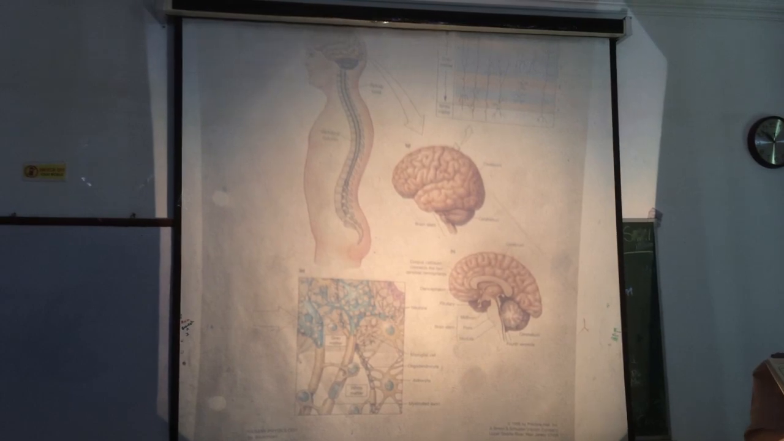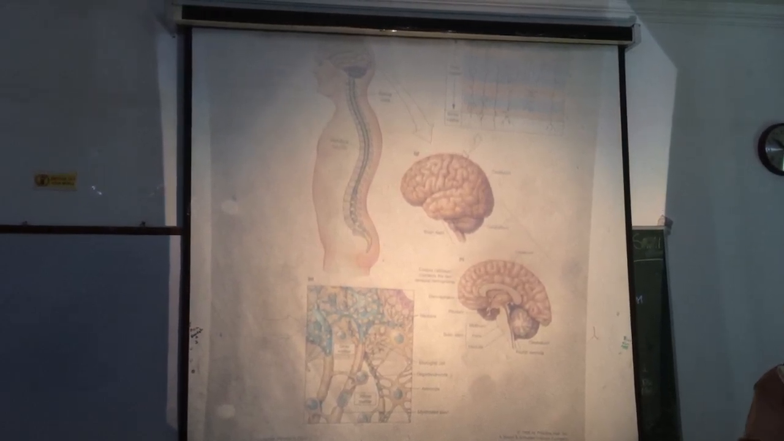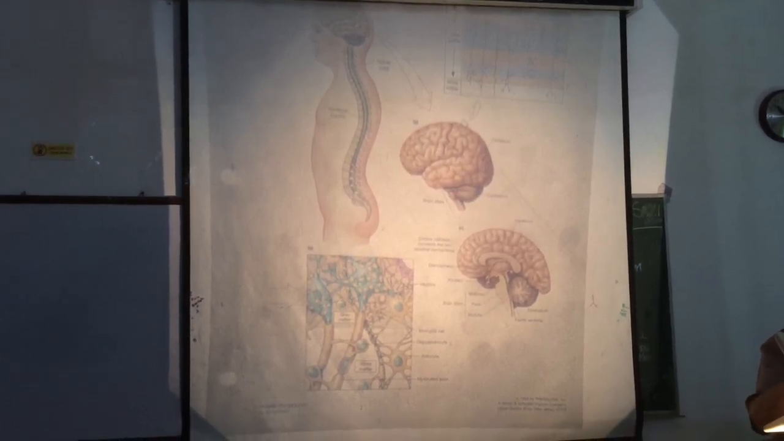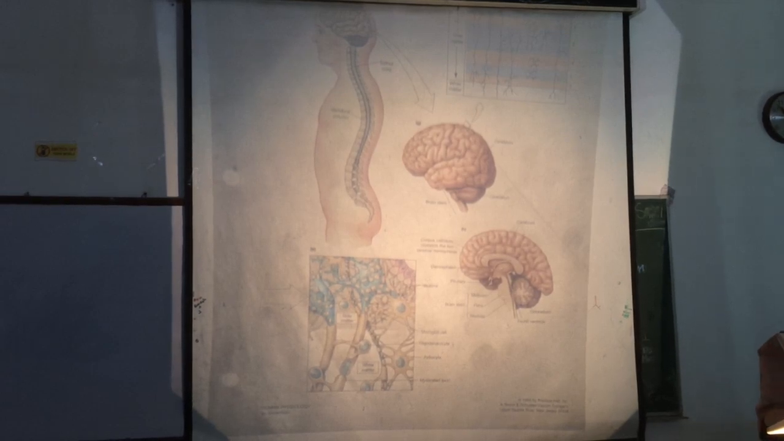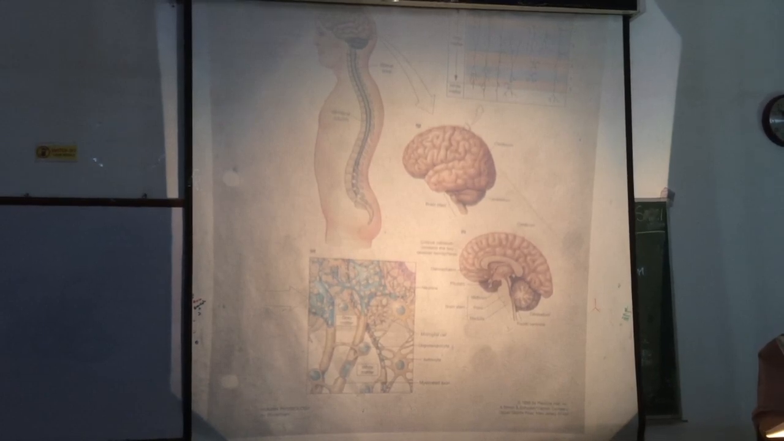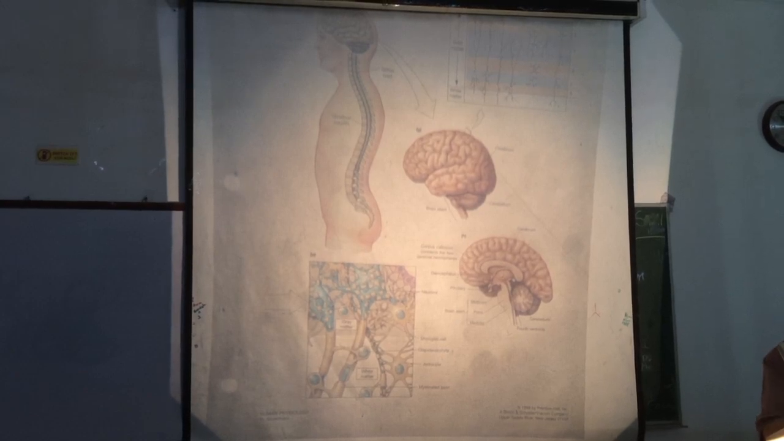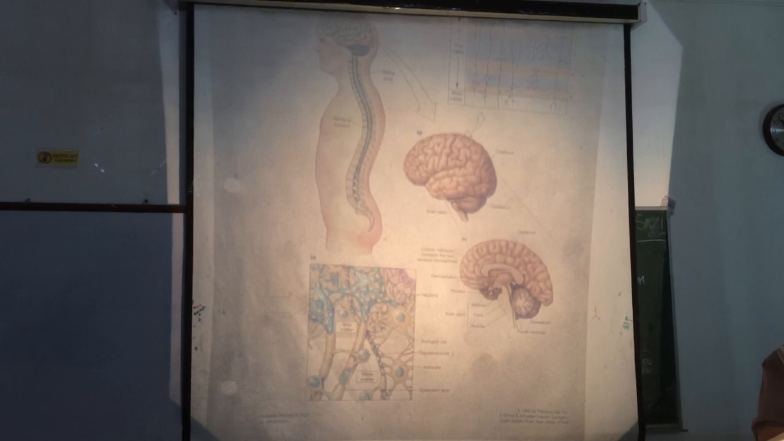Which cranial nerves come out through the medulla oblongata? 8th, 9th, 10th, 11th, and 12th. And which centers are present in the medulla oblongata? Portion of the vasomotor center, respiratory center, center for salivation, coughing, vomiting, and for the control of muscle tone.